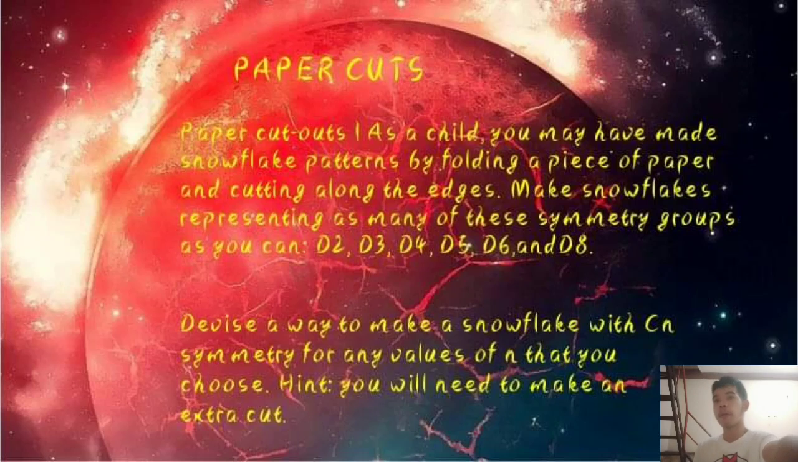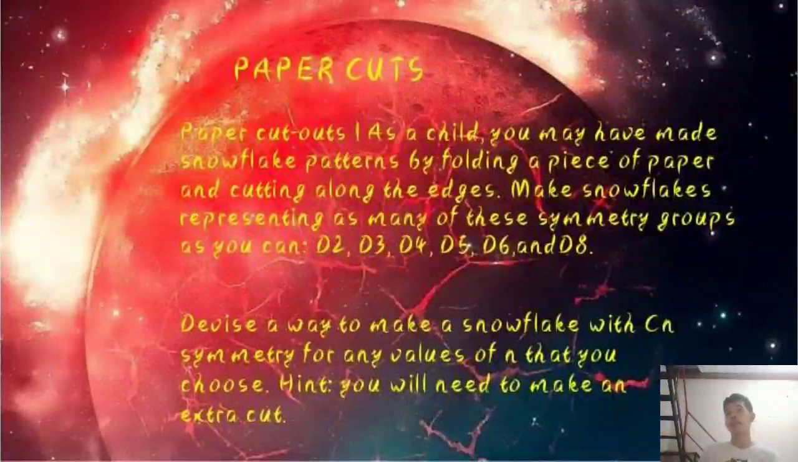So, paper cuts. Paper cutouts. As a child, you may have made snowflake patterns by folding a piece of paper and cutting along the edge. Make snowflakes representing as many of these symmetry groups as you can: D2, D3, D4, D5, D6, and D8. Devise a way to make snowflakes with a Cn symmetry for any values of n that you choose.